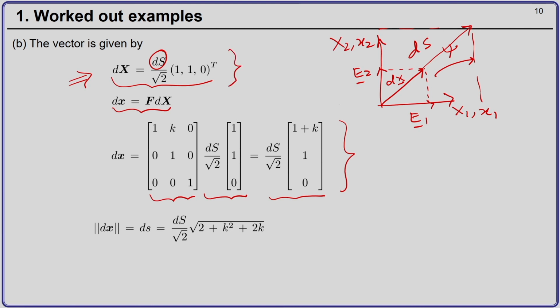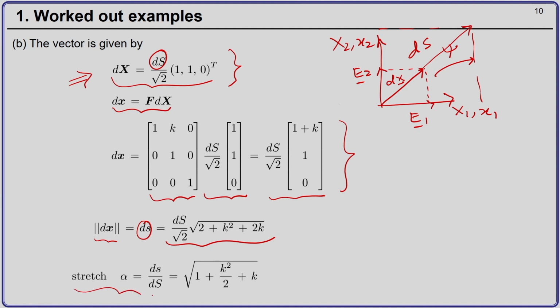Now I can compute the length of the spatial vector, which is the norm, small ds. If I compute, this will be dS by root 2 into root over 2 plus k square plus 2k. So the stretch alpha equals small ds by capital dS, which from here you can see is root over 1 plus k square by 2 plus k.